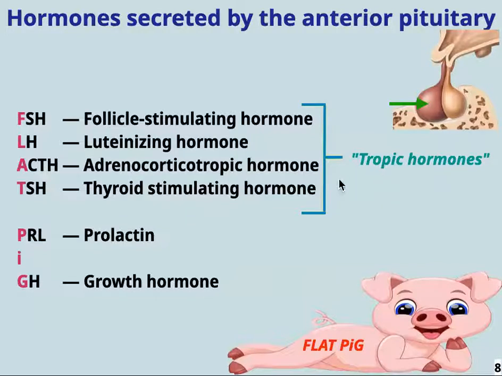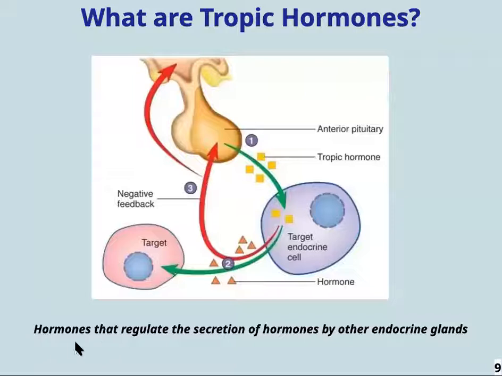What are tropic hormones? This is actually a concept that we discussed a few slides ago. Recall that the third type of hormonal release trigger is the hormonal stimulus, where a hormone triggers the release of another hormone. So those hormones that trigger release of other hormones are what we call tropic hormones. In other words, hormones that regulate the secretion of hormones by other endocrine glands.